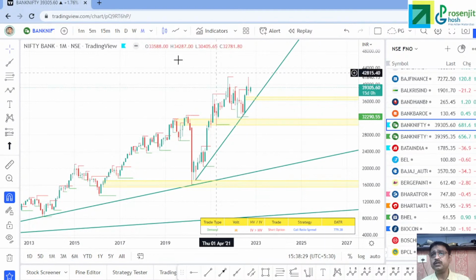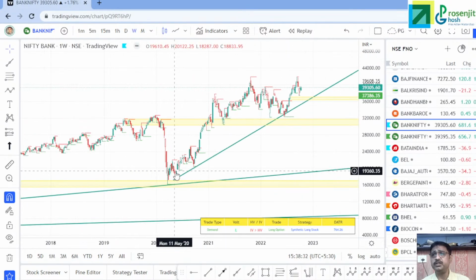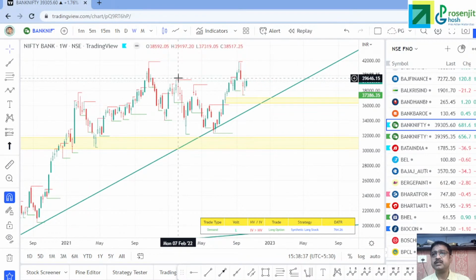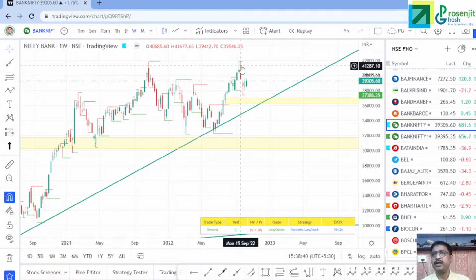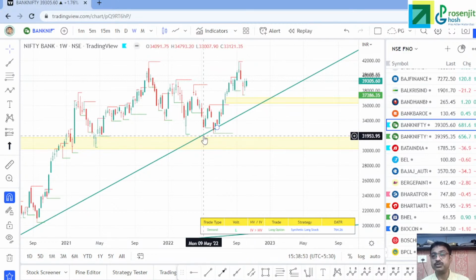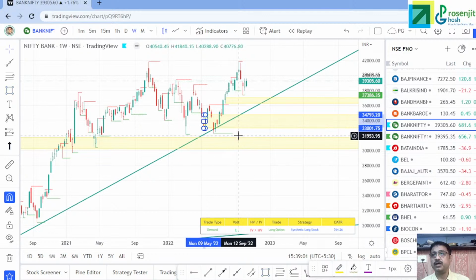Okay, so if I go to the weekly chart, what you see here is that price has broken a lower high and price is coming down. Price is coming down to a trap zone. We have multiple trap zones, in fact, in this chart. One trap zone is here, one trap zone is here, then another trap zone is here. So we have multiple trap zones.